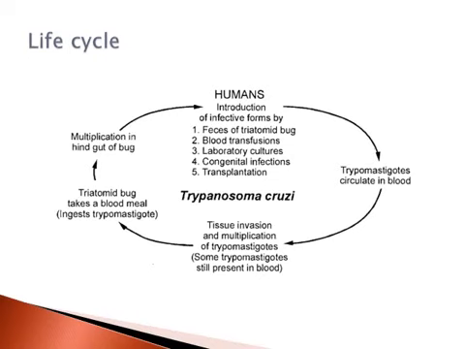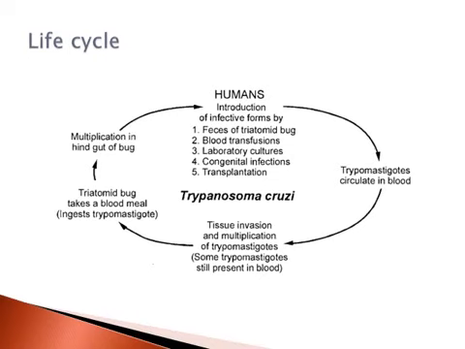Concerning the life cycle, it begins with introduction of the infective forms by feces of triatomid bugs, blood transfusion, laboratory culture handling, and also congenital infection and organ transplantation. The trypomastigotes circulate in blood for a while, then they invade tissues and multiply as amastigotes inside the reticuloendothelial cells and also the muscles, especially the heart muscle.